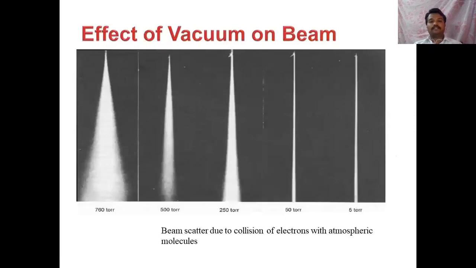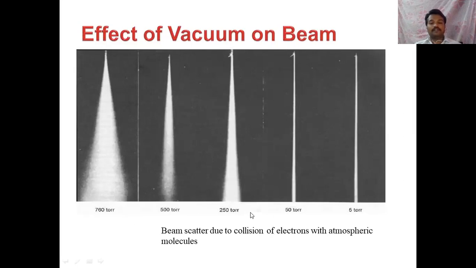In this slide, we can see the effect of vacuum on the beam. When the vacuum is less, that is, the pressure maintained is 760 torr, the beam is of divergent nature. That is, the beam is scattered due to the collision of electrons with atmospheric molecules. When it was maintained at 500 torr, the beam has narrowed down.